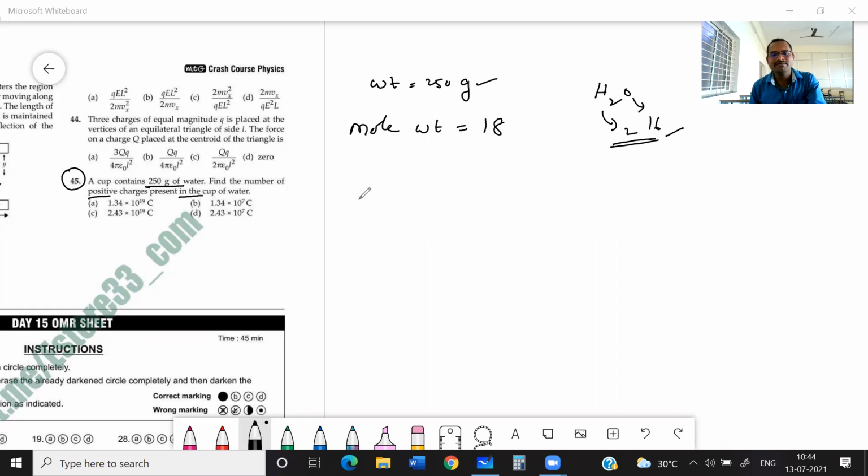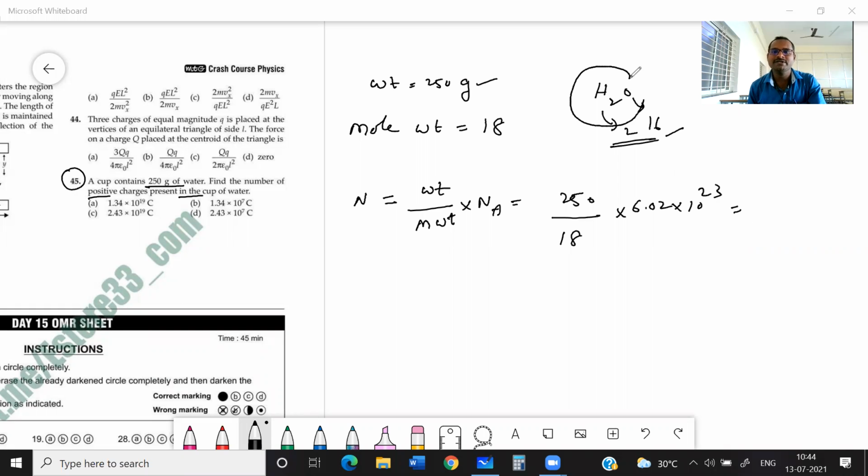Now, in these 250 grams, how many molecules are there? You consider weight by molecular weight, gram molecular weight, into Avogadro number. Weight is 250 gram divided by 18 gram, into 6.02 into 10 to the power of 23. This many molecules are present. If you calculate all these things, you'll get the required answer. Now, in hydrogen, how many charges are present?